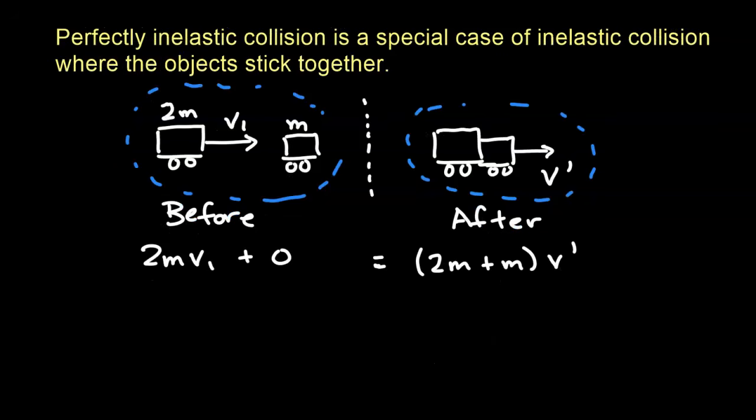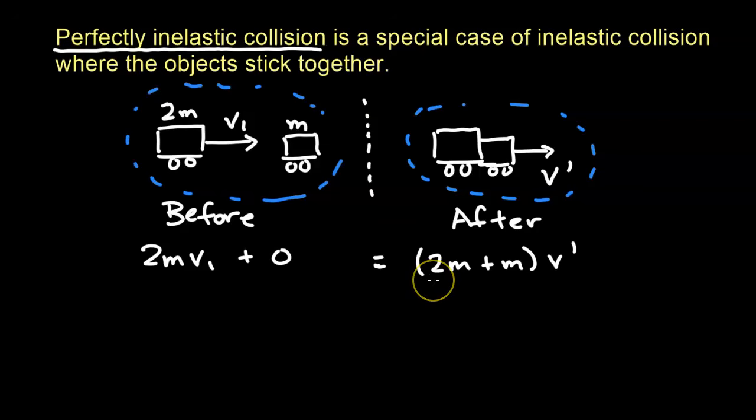Now we have a situation where the objects stick together after the collision, and we call this a perfectly inelastic collision because momentum is still conserved, however kinetic energy is not conserved. And so before the collision, we have the momentum of the two carts, the first cart that's traveling bumps into the second cart, which is initially at rest, and afterwards they stick together.